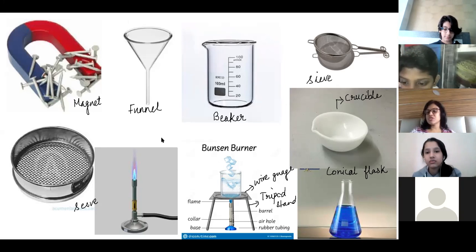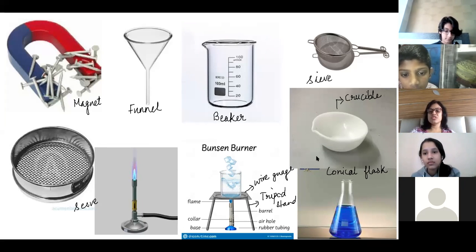See, I'm going to ask you in the next class, everyone, where do we use these things in separation? Because we are going to discuss separating mixtures. So this is just an introduction. How do we use it and where do we use it?